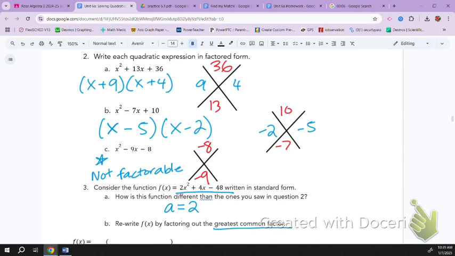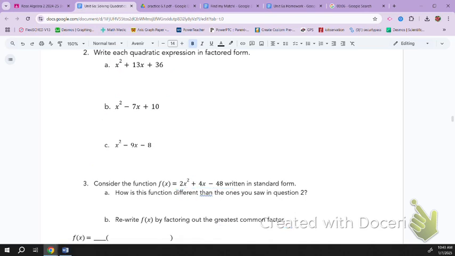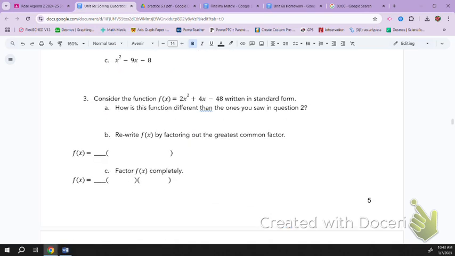2, 4, negative 48. What are they all divisible by? 2. So our greatest common factor is going to be 2. So let's pull out 2 first, and then we'll factor it completely. If I pull out 2, we're left with x squared. 4 divided by 2 is? And negative 48 divided by 2 is? Yeah, and now we can factor this completely.